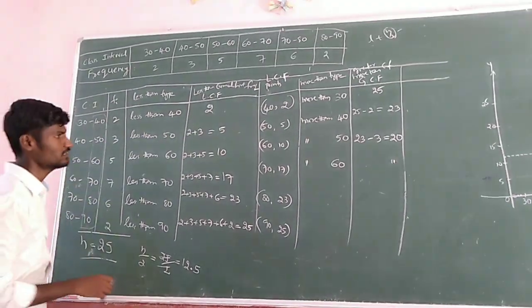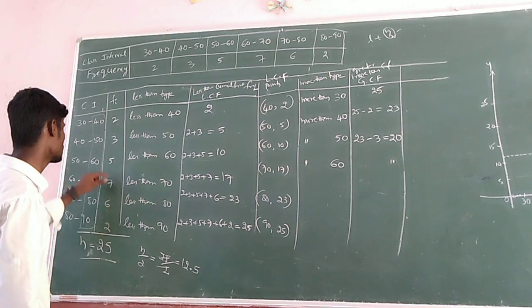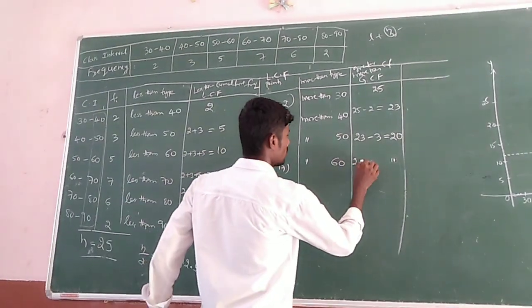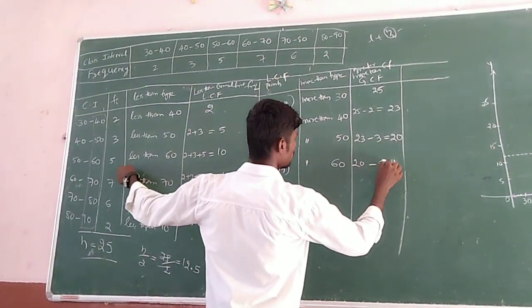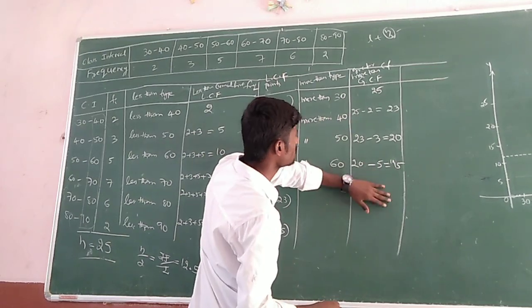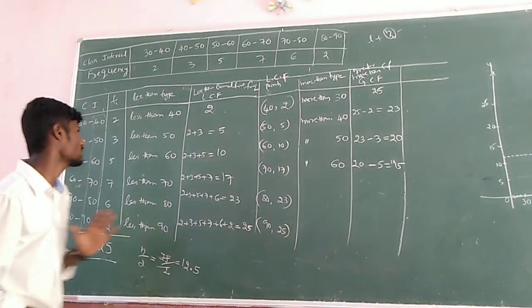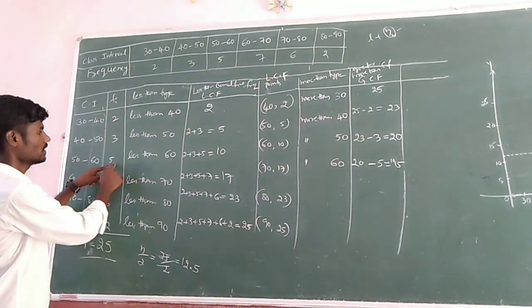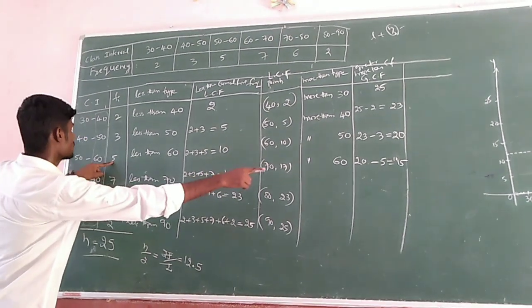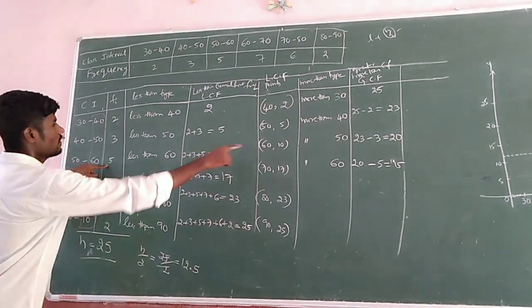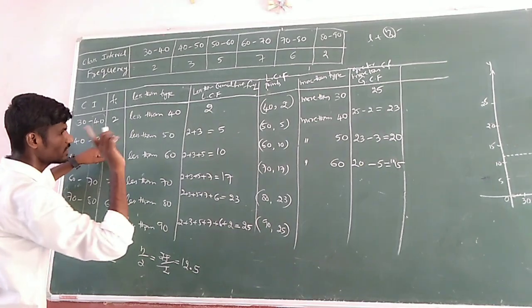That's it. Next, more than 60. What is that? 20 minus the previous one. Just remember, as we go on, you need to subtract just the previous frequency. Previous frequency only. If you are in this column, you subtract 5. If you are in this column, we subtract only the above frequency, 3.